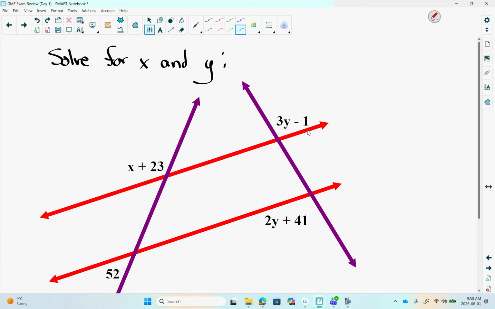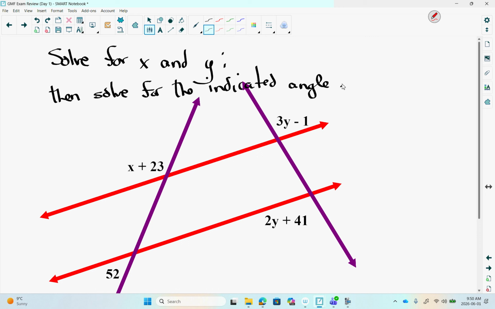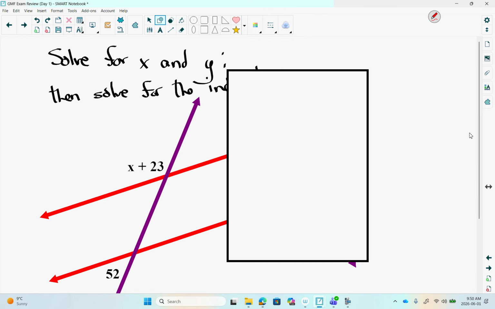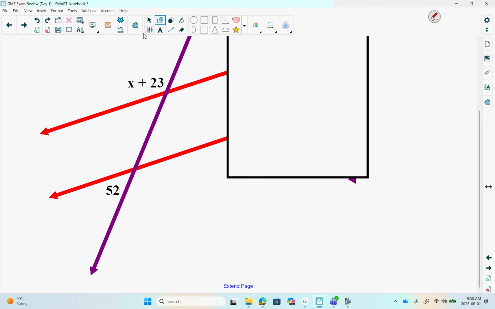It says solve for x and solve for y. I'm going to take it one step further and say, then solve for the indicated angle. And you should have these in your notes. So let's focus on the x's first. So I'm going to just block all this stuff out of the way. Look at the x plus 23 and the 52. So this is parallel line 1. This is parallel line number 2.